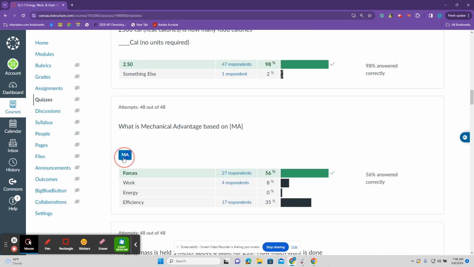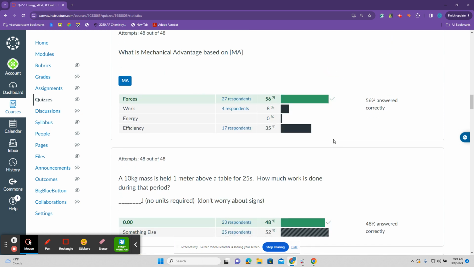Here's another one. MA stands for mechanical advantage on the board. If you look up, you'll see there's a comparison of forces, and that's the right answer. Forces, 56%. It's right on the board.